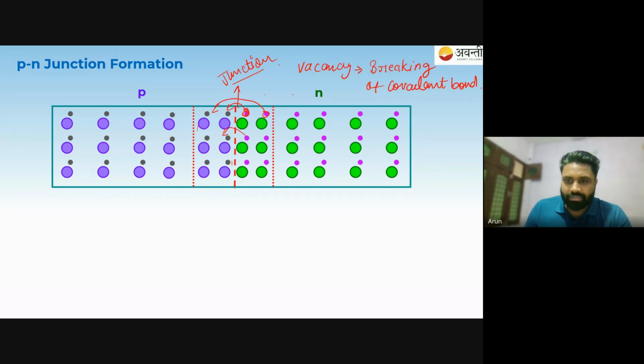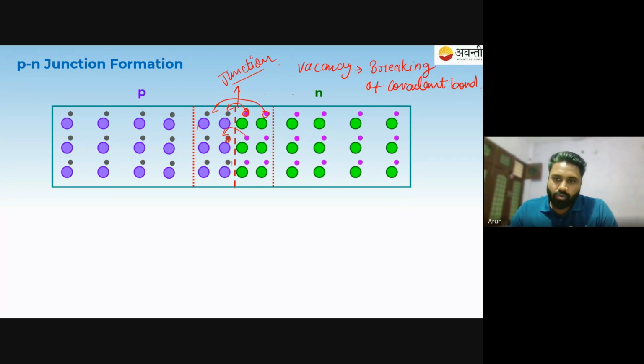This electron can jump into this vacancy. So all the vacancies at the junction are being filled by the excess electrons of the pentavalent impurity. And this vacancy is nothing but a vacancy created by the trivalent impurity. Okay? So all the vacancies are filled by the electrons. Since this pentavalent impurity atom is donating the electron, when an atom donates the electron, it will become a positively charged ion. And when an atom accepts the electron, it will become negatively charged.